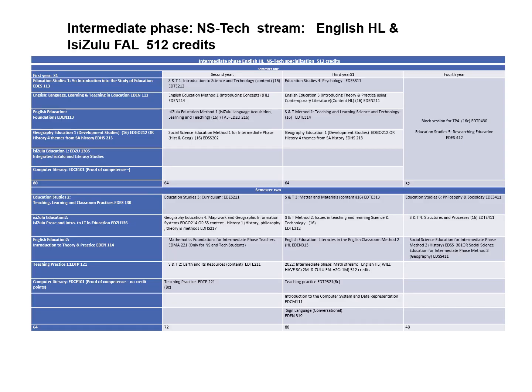Now, this grid provides information for the NS Tech student who opts for English as a home language and isiZulu as FAL. It lists all the modules that you need to do from year 1 to year 4.